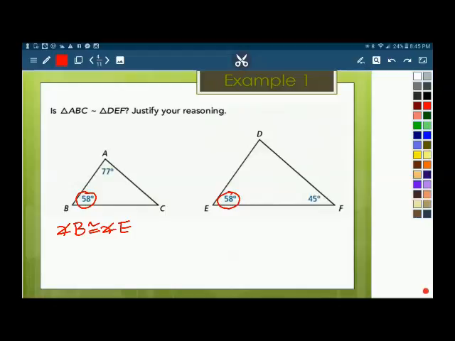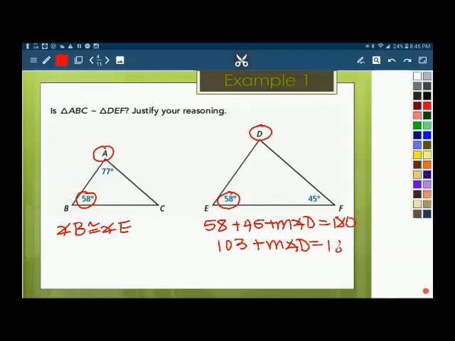However, A doesn't correspond to F. A corresponds to D. So maybe if we found the measure of angle D, it may match what the measure of angle A is. So we need to use the triangle sum theorem. So we have 58 plus 45 plus the measure of angle D equals 180 degrees. 58 plus 45 is 103, plus the measure of angle D is equal to 180. So now we need to subtract 103 from each side of the equation to solve for the measure of angle D.